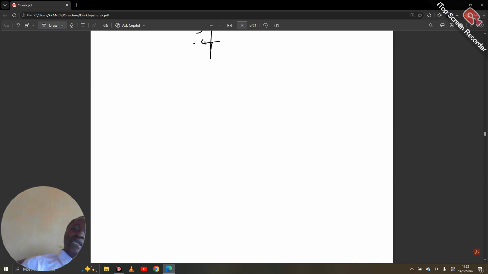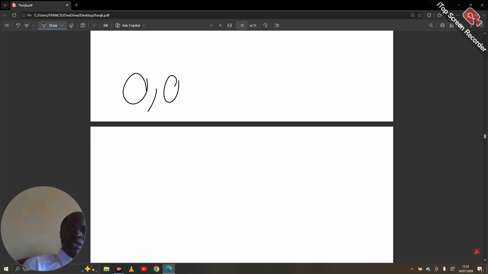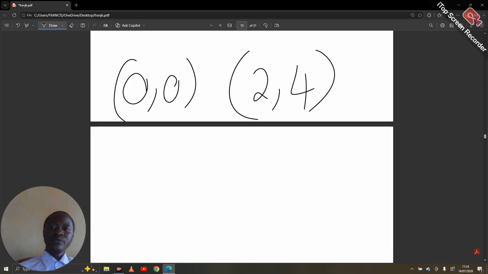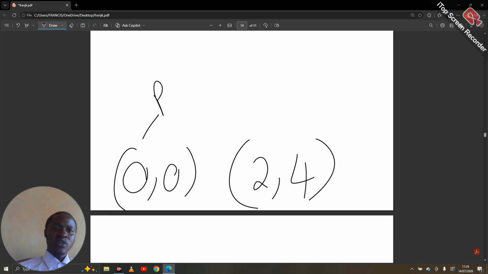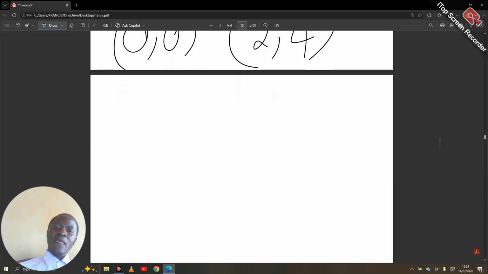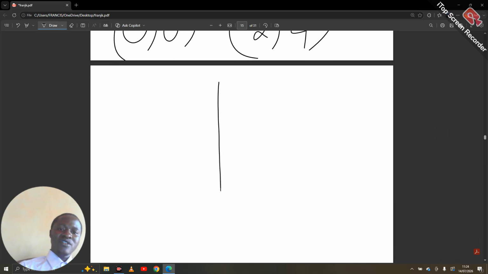stationary ones. So under stationary, we had our points as 0, 0 and 2, 4. Remember, this one was point of inflection, and this one was maximum. So come and draw your sketch.